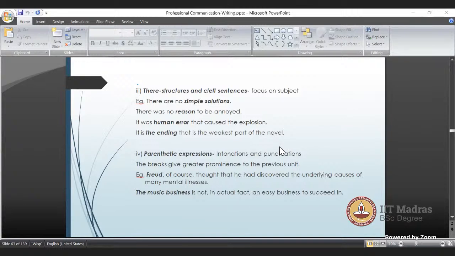So, okay, next is the fourth method of bringing in emphasis in writing, or structuring sentences from within: the parenthetic expressions. Now, these are, you know that, right? Intonations and punctuation. So if it is in speech, then you use tonal variations in order to show prominence, right? What tone do you use if you have to show prominence?